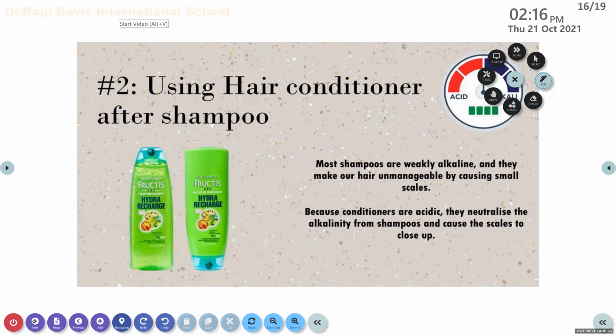Most shampoos are weakly alkaline, and they make our hair unmanageable by causing small scales. Because conditioners are acidic, they neutralize the alkalinity from shampoos and cause the scales to close up. That is why after using shampoo, we apply conditioner. So the conditioner and the shampoo, both combined together, are in a state of neutralization.